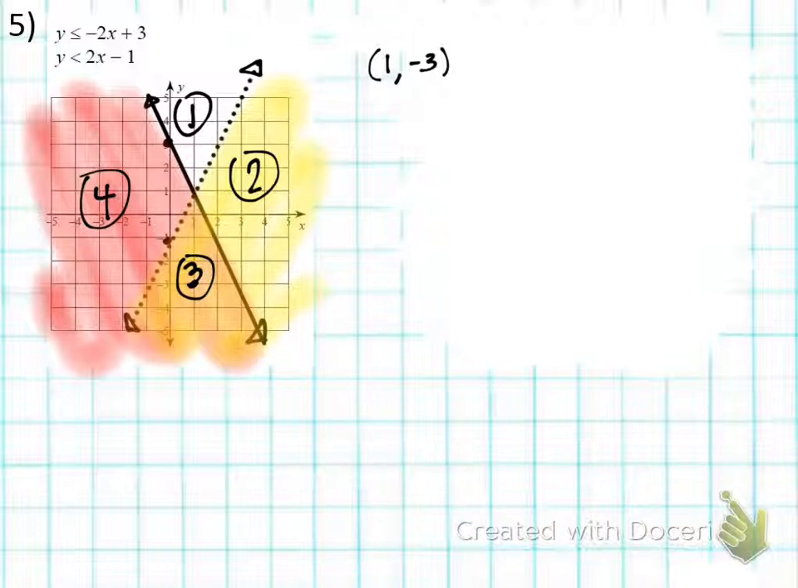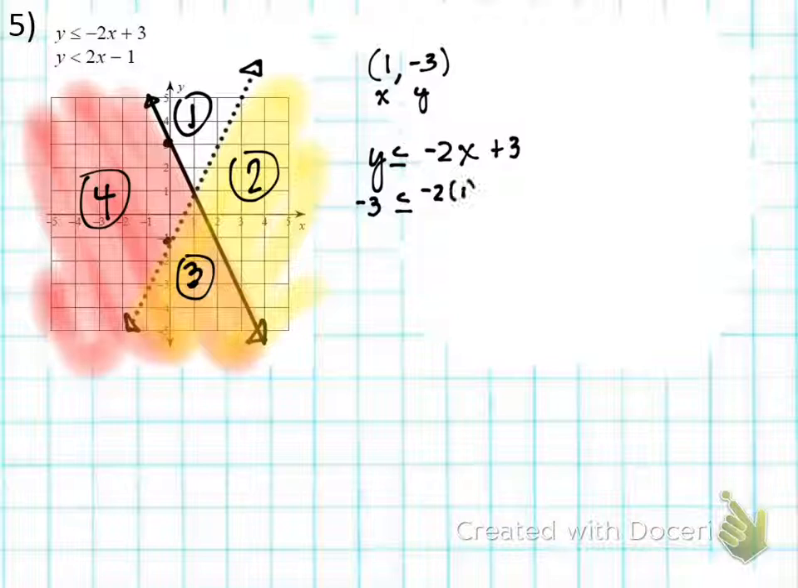Okay, if I were to plug this into the original problem, look what happens. I'm going to plug it in. y is less than or equal to negative 2x plus 3. I'm plugging in 1 and negative 3. Negative 2 times 1 is negative 2, plus 3 is 1. So, yeah, that works for me.